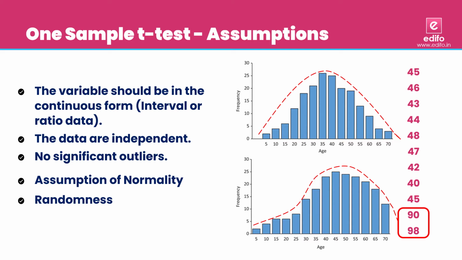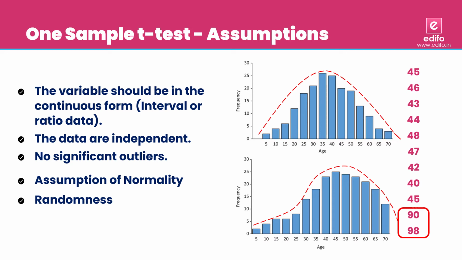The variable should be in continuous form, or we can say quantitative form. So you should collect the data in interval or ratio data. The second assumption: the data are independent of each other. The third one: no significant outliers, because outliers make your result insignificant. So avoid outliers. The next assumption is the assumption of normality.